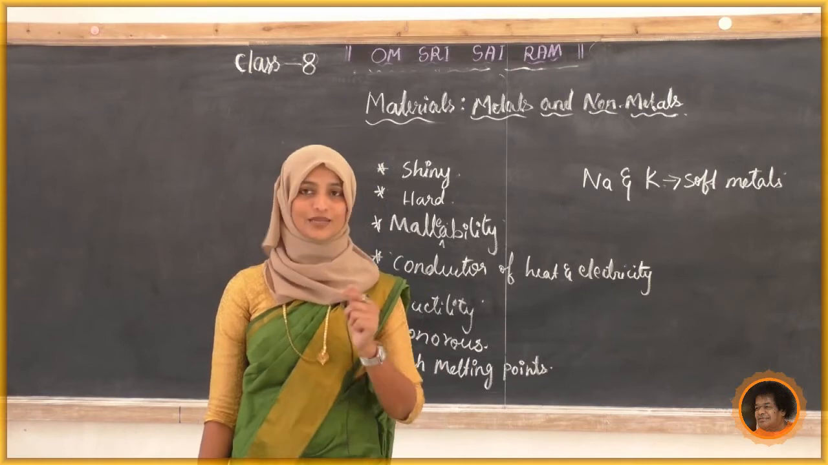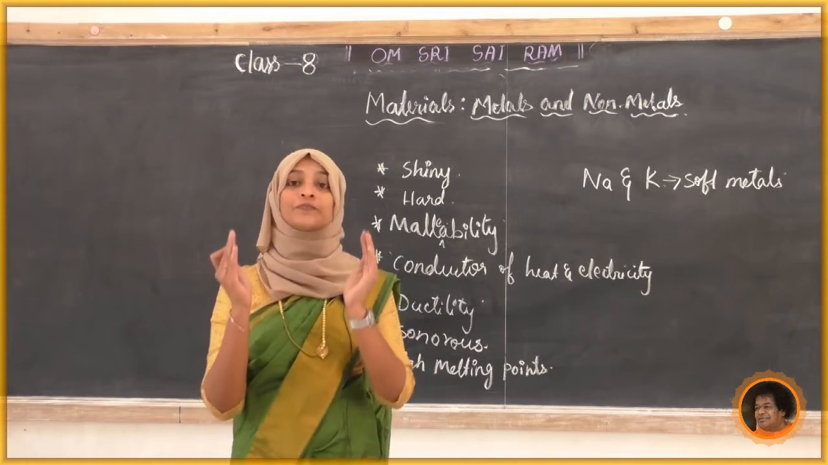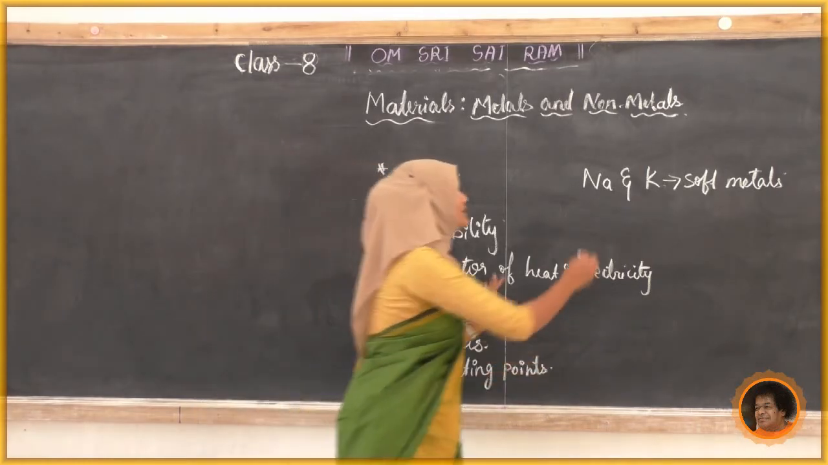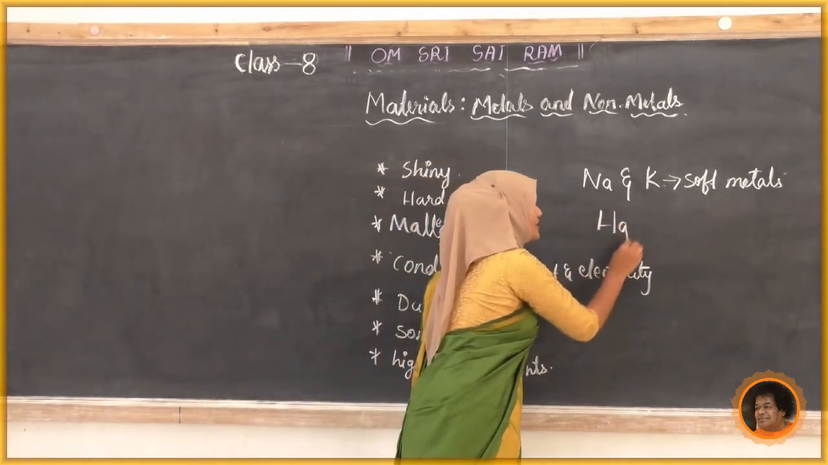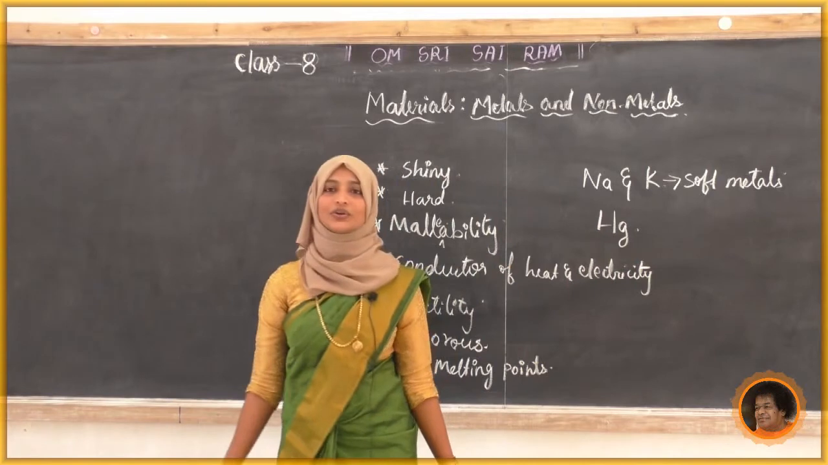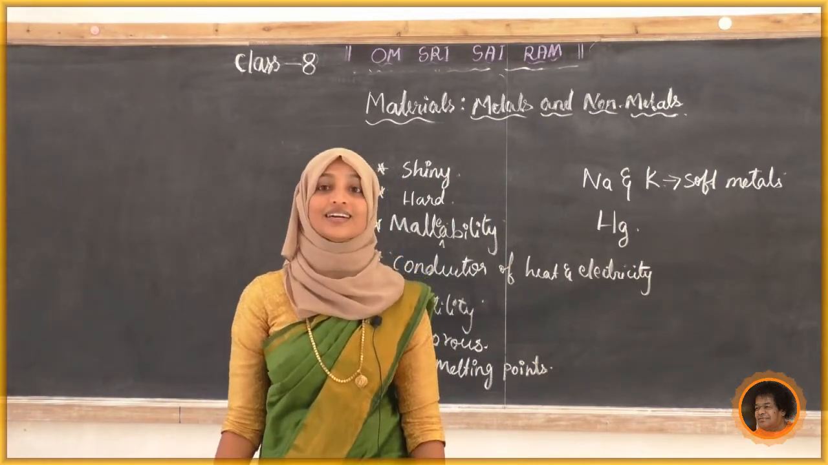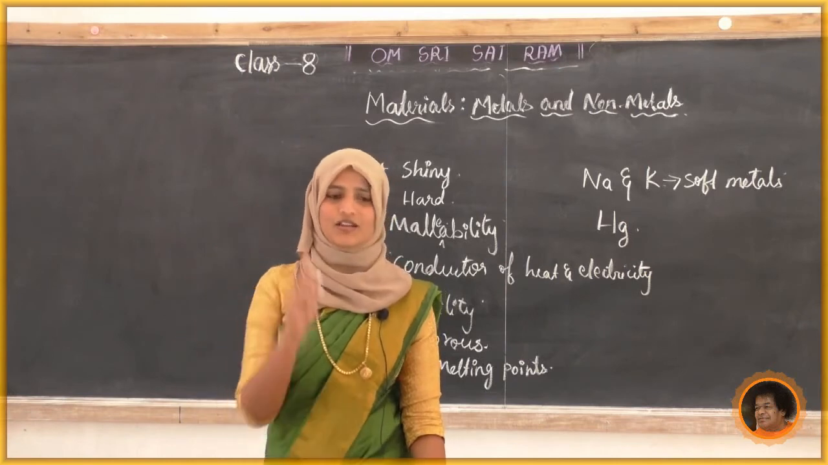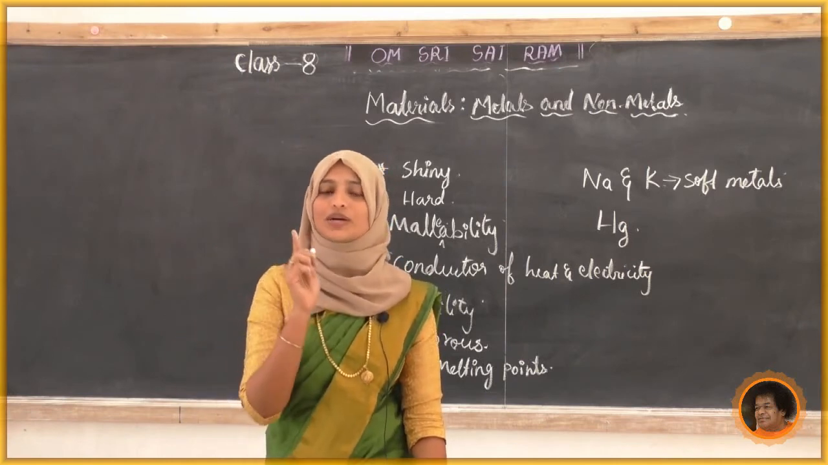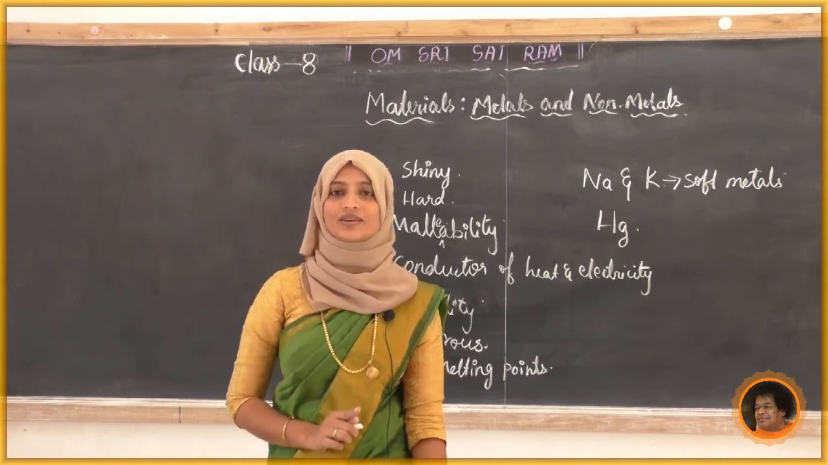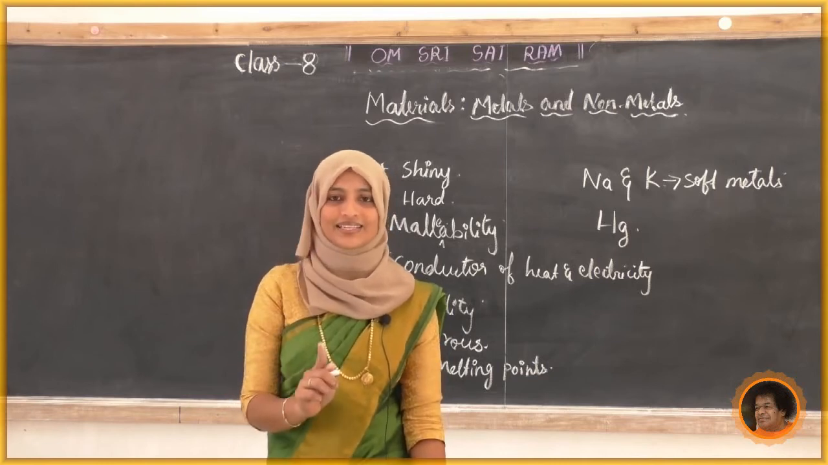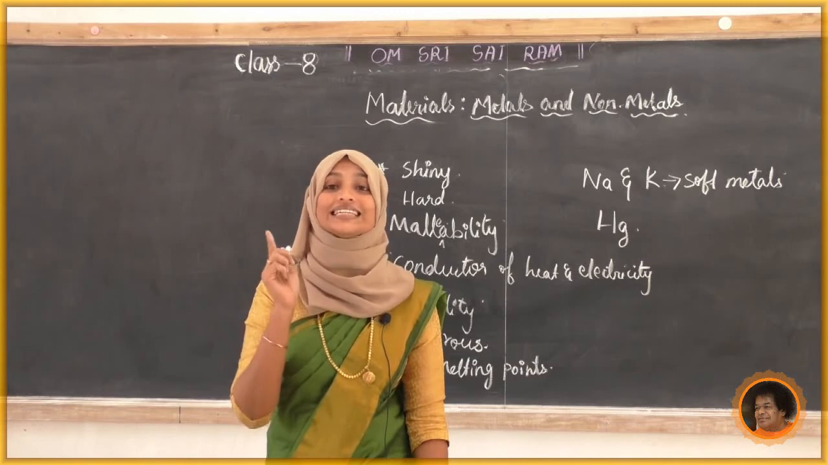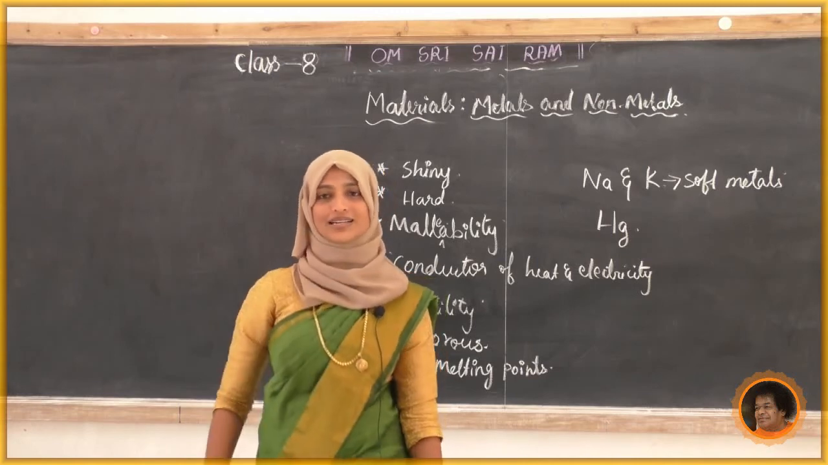One more exception is there, student, that is mercury. Do you know what is the formula of mercury? Hg. Where are we using mercury? Yes, in the thermometer. You can see it in a thermometer. See, always the which one? Mercury is the only metallic element present in liquid form at room temperature.